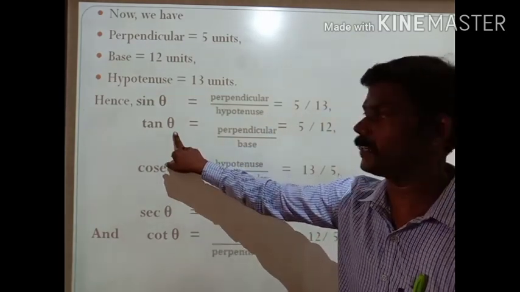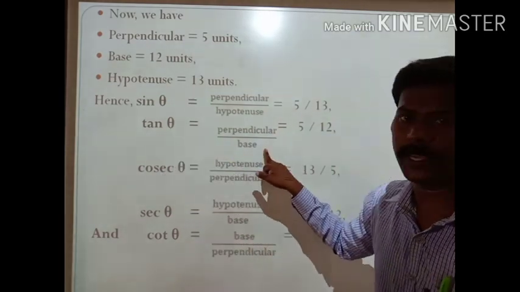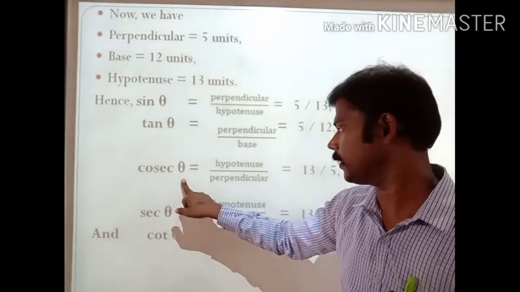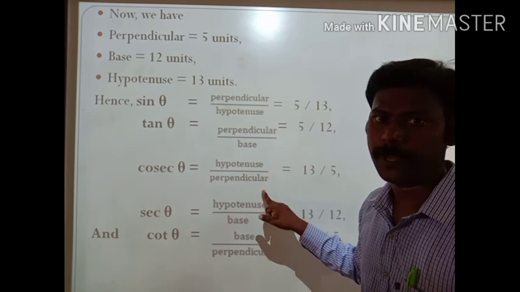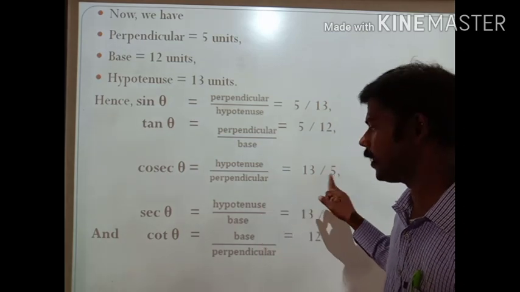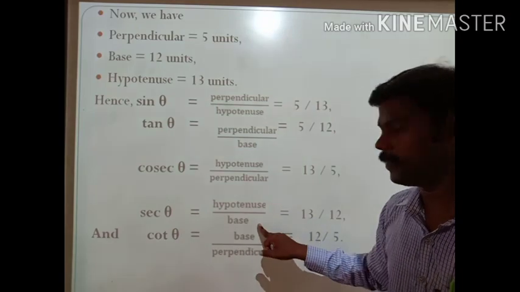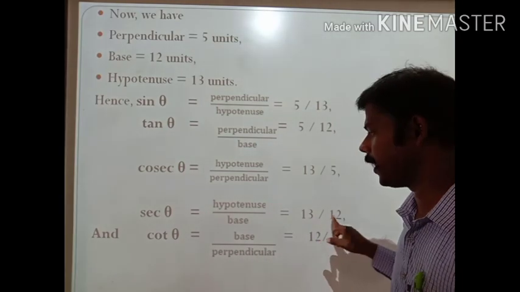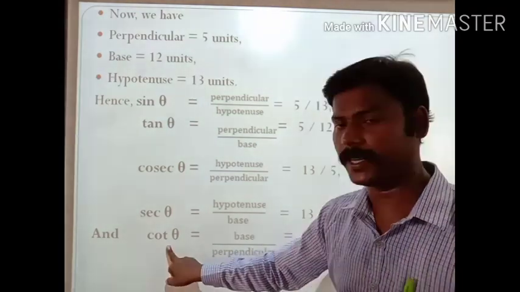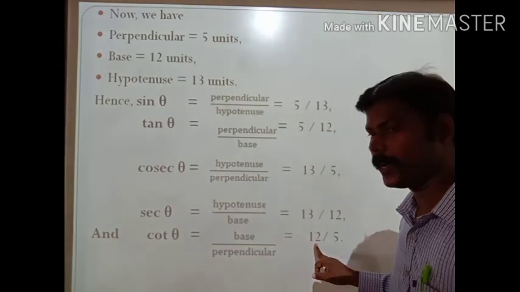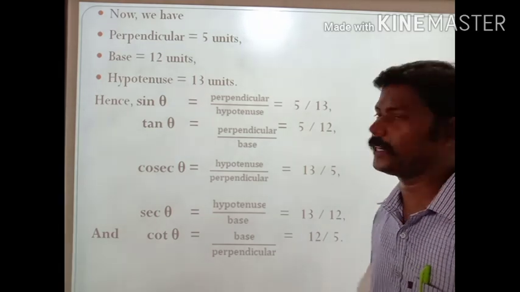What is tan theta? Perpendicular by base is equal to 5 by 12. What is cosecant theta? Hypotenuse by perpendicular is equal to 13 by 5. What is secant theta? Hypotenuse by base is equal to 13 by 12. And cot theta, base by perpendicular, 12 by 5. Please note it down, children.